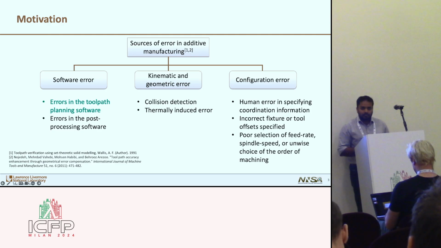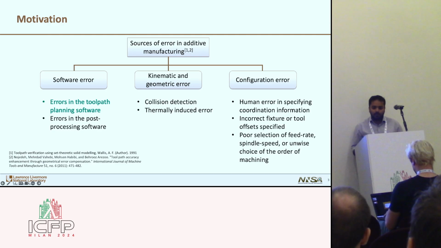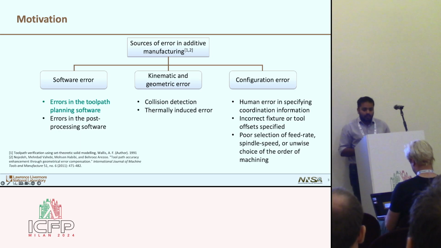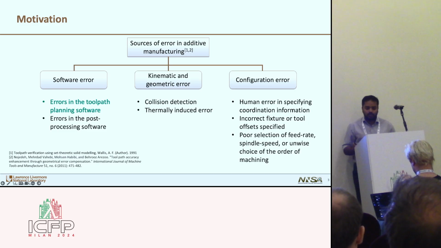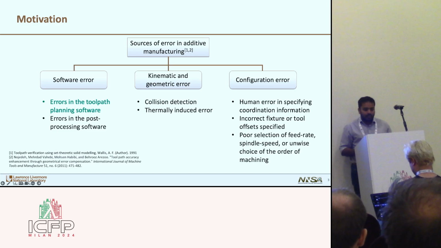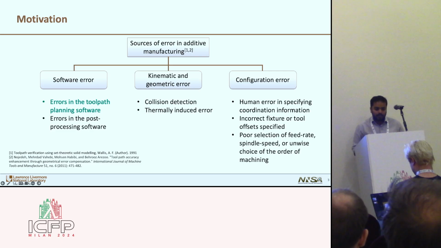So the third category of error is the configuration error, where the errors can arise from human errors in specifying coordinate information, or incorrect specification of tool offsets and fixtures, or poor selection of feed rates, spindle speed, or unwise choice of the order of machining. In this talk, we'll be focusing on just the errors arising in the toolpath planning software.